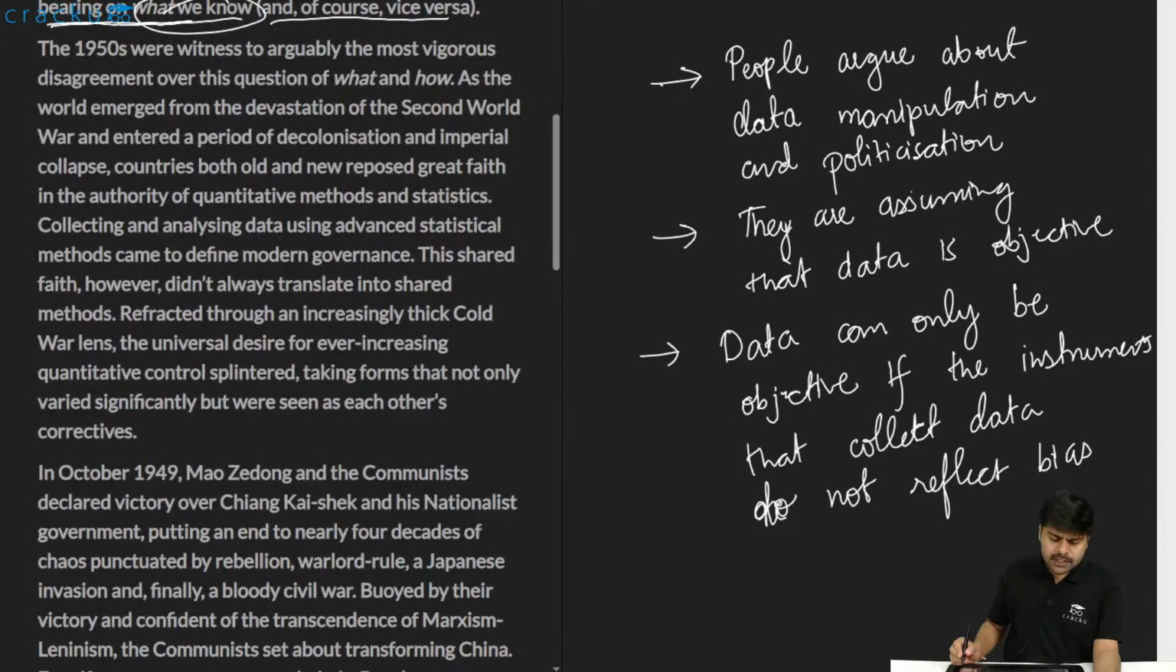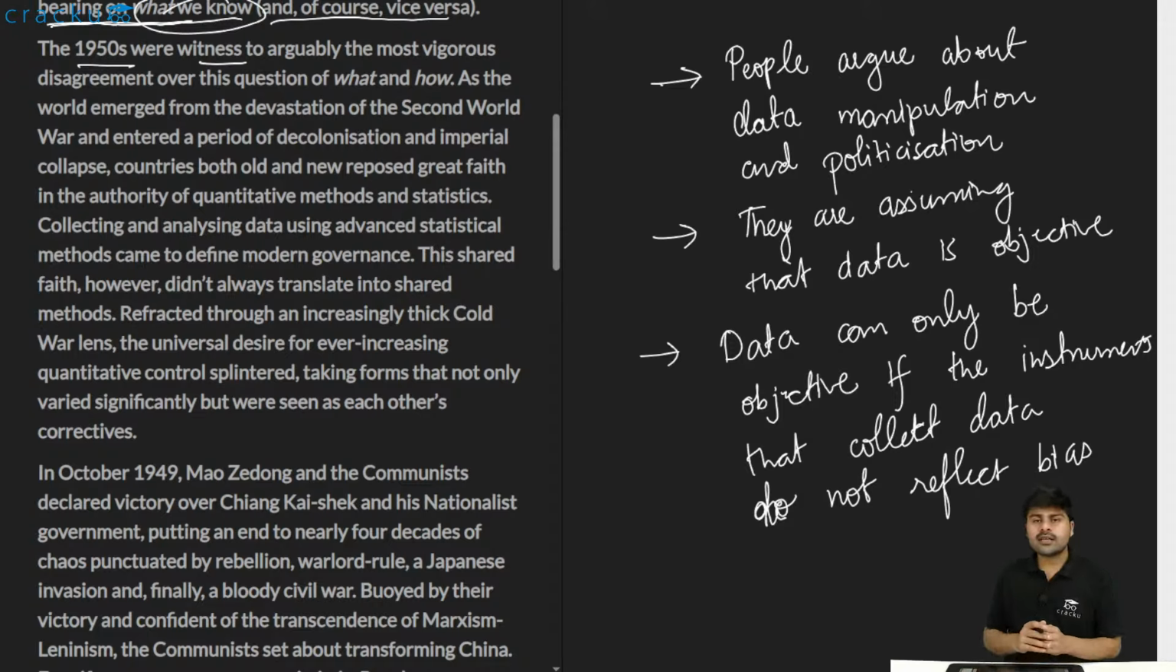The 1950s were a witness to arguably the most vigorous disagreement over this question of what and how. So this question of subjectivity of data, the 1950s were witness. In the 1950s there was a lot of argument about all of this. As the world emerged from the devastation of the Second World War and entered a period of decolonization and imperial collapse, countries both old and new reposed great faith in the authority of quantitative methods and statistics.